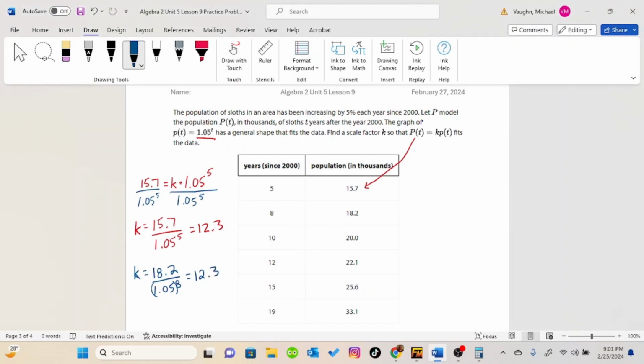So now we can see that our scale factor k equals 12.3. So if we wrote this, we could say capital P of t equals 12.3 times lowercase p of t. If you have any questions about how I solved this practice problem, please use class time now to ask for further clarification.